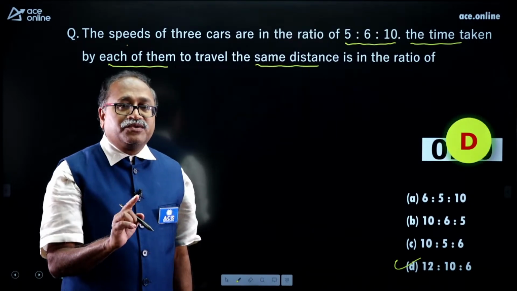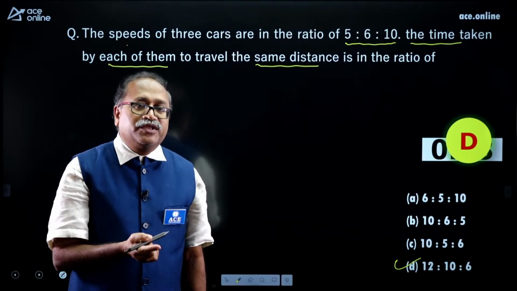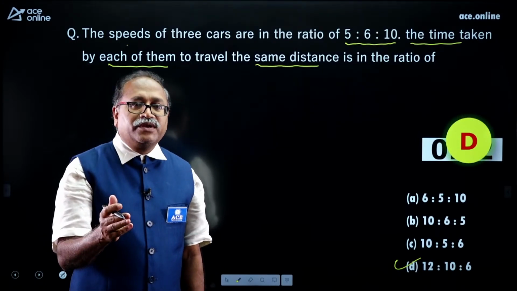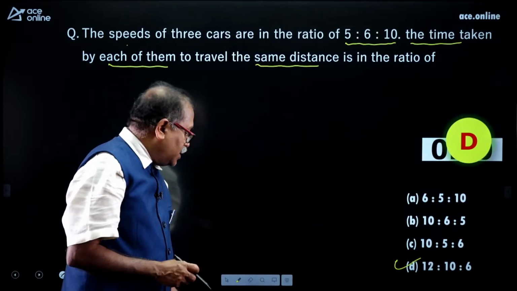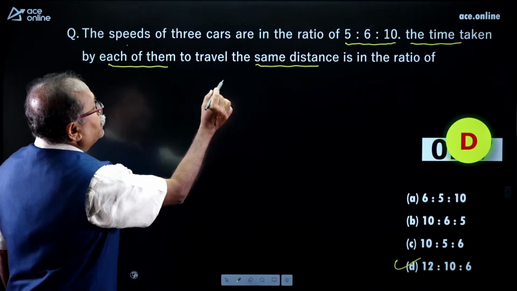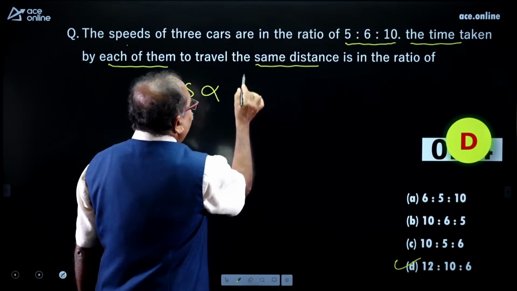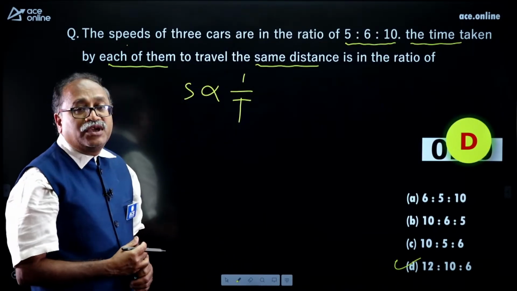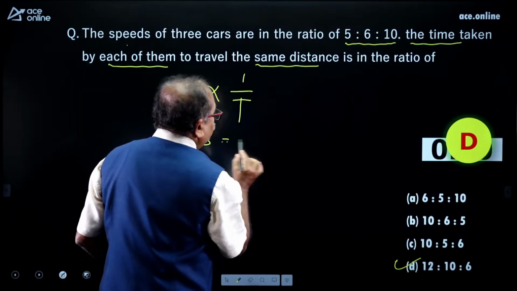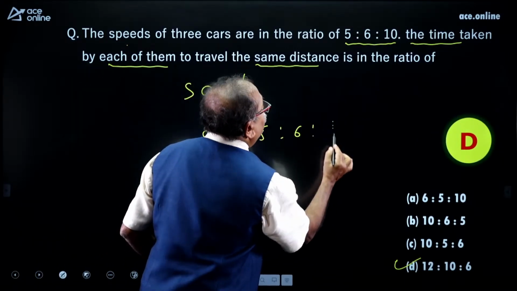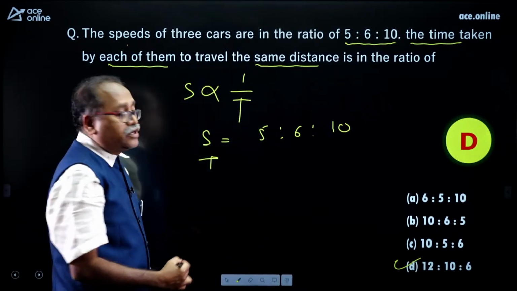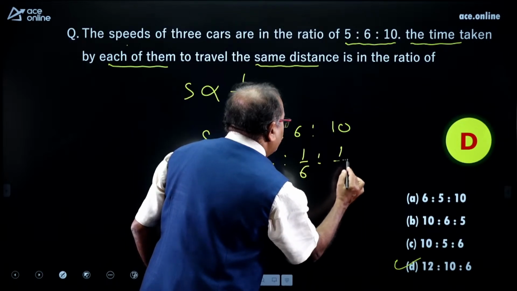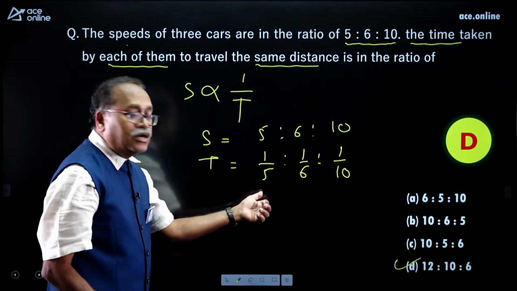With this question, we will conclude today's class. Tomorrow, I will come out with another topic, probably profit and loss. Right, my dear friends? So this is the last question for today's class. Let me explain how we do it. The speed varies inversely to time. You know that time varies inversely to speed, so I don't need to explain this one. So when we have the speed ratio, 5:6:10, what will be the time ratio? It's inverse. That is 1/5:1/6:1/10.